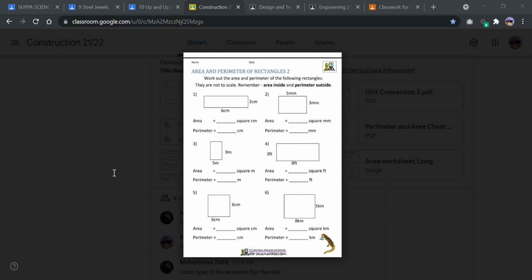So which one is in square meters or square centimeters or square millimeters? Is it area or perimeter? Area. Well done. Exactly right. Always. Well done.